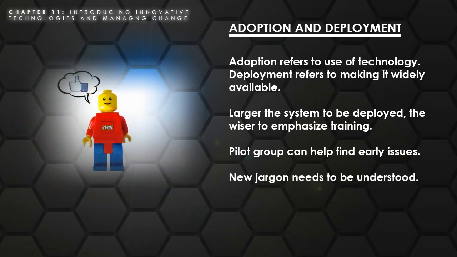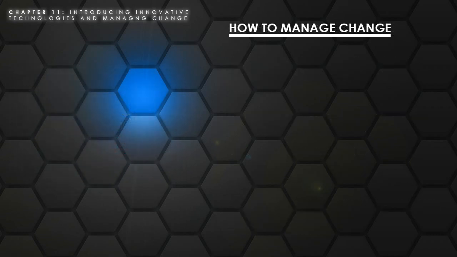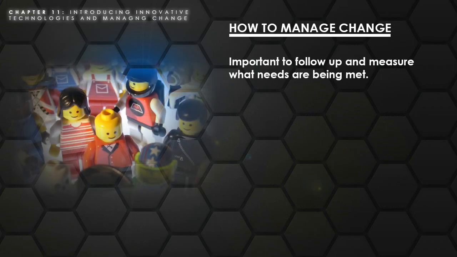Also, new jargon is usually created with new technology, so we have to be sure that this jargon is well spread and understood. So it's best to adopt a systems perspective, see things in a system, and treat the parts of planning, adoption, and deployment as all interconnected. And finally, since technology changes, it's important to follow up and be able to measure what needs are being met, because technology, as you all know, is constantly flowing.